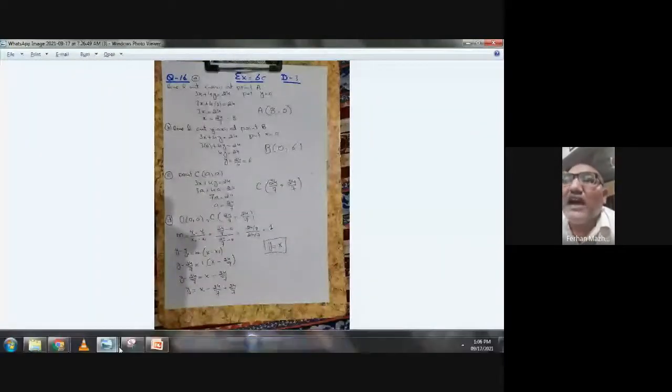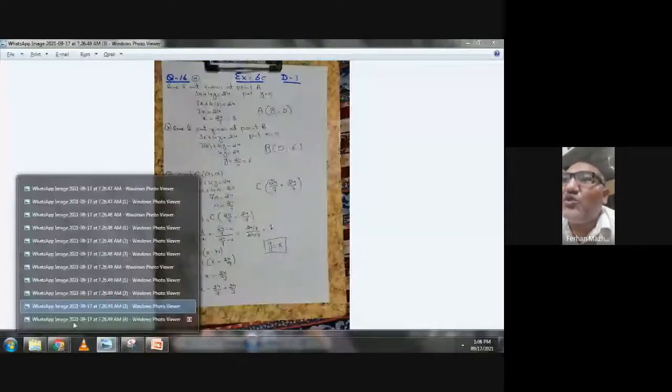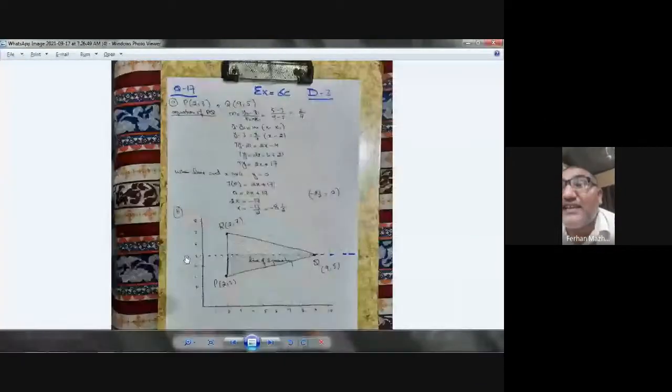So that was question number 16 of exercise 6C. Now we are on the last question. If you give me 5 minutes more, we will be able to finish this exercise. Question number 17 is coming up on your screen.